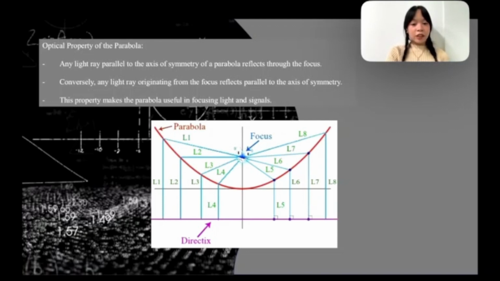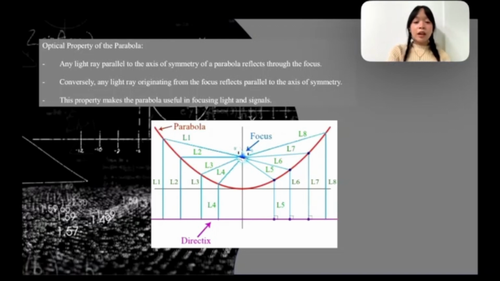This focusing effect is unique to the parabola. Conversely, if a light ray originates from the focus of the parabola, it will be reflected outward parallel to the axis of symmetry. This allows the parabola not only to collect light, but also to project it in a single direction. Because of this two-way behavior, parallel rays focusing at one point and focus rays becoming parallel, the parabola plays a crucial role in optical systems.